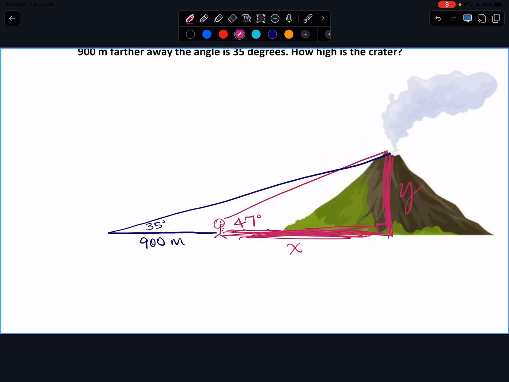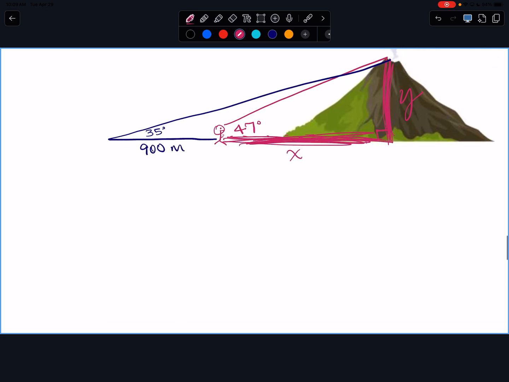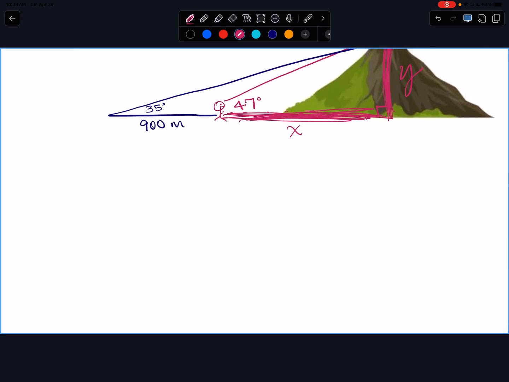I like to have the volcano crater picture to help, but then I like to simplify my life. So I'm going to draw that first one pretty small. I know that's 47 degrees. I know this is X. I know this is Y. Then I'm going to draw once I back up and the angle became 35 degrees.